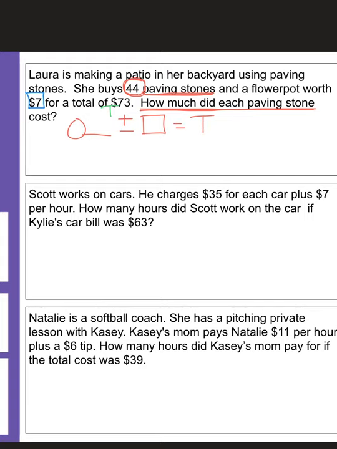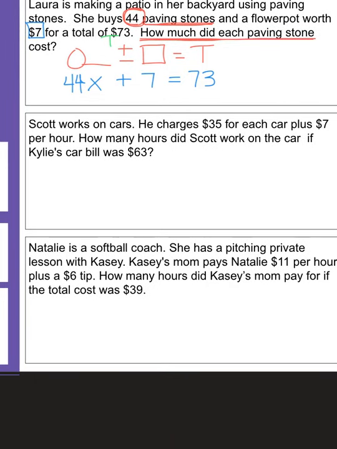My circled is 44. My underline is my paving stones, which I don't know. Plus or minus, well, if I'm going to also buy a flower pot, that's going to be plus the $7 for the flower pot equals the total of 73. There's my equation. That's it. All right, so next one.